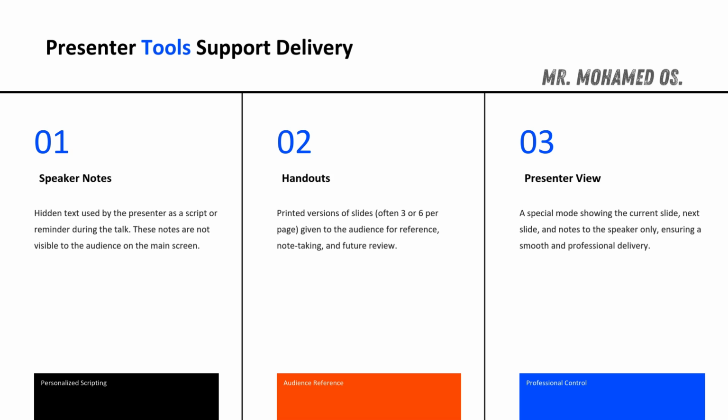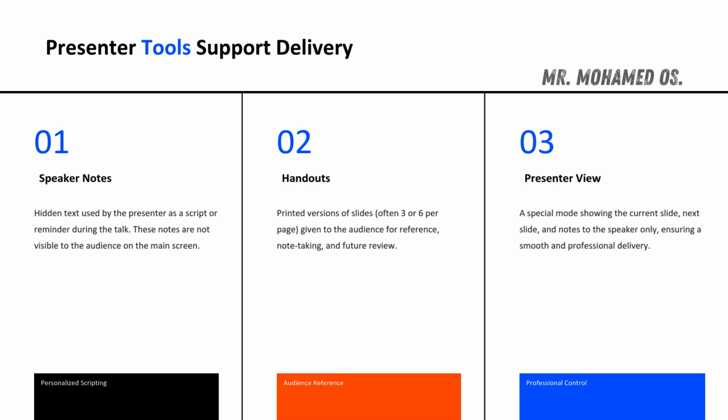Then there are handouts. These are critical for the audience, giving them a physical copy of the slides, maybe 3 or 6 per page, so they can take notes and review the material later. Finally, and perhaps most important for a professional delivery, is presenter view. This special mode gives you complete control, showing you the current slide, the next slide, and your private notes all on one screen, while the audience only sees the main slide. Using these tools is the difference between reading a presentation and truly presenting it.